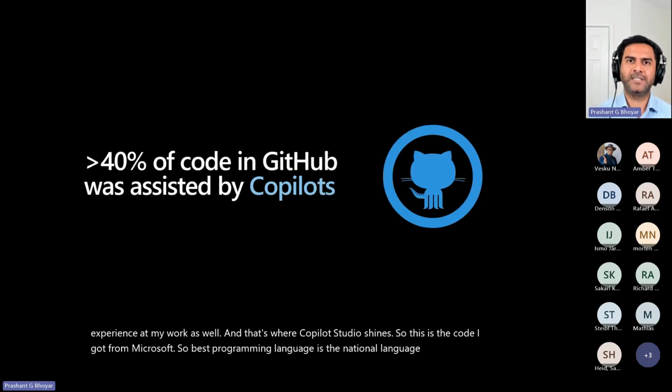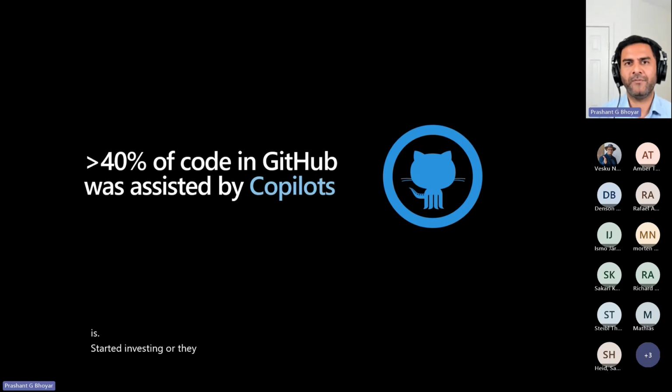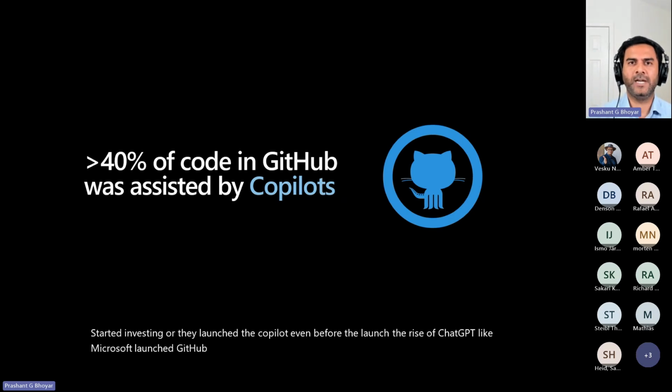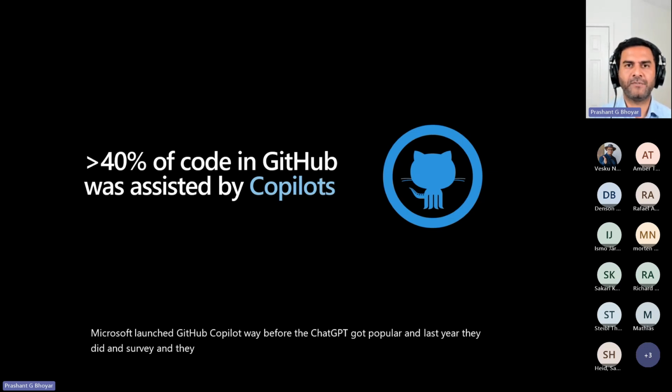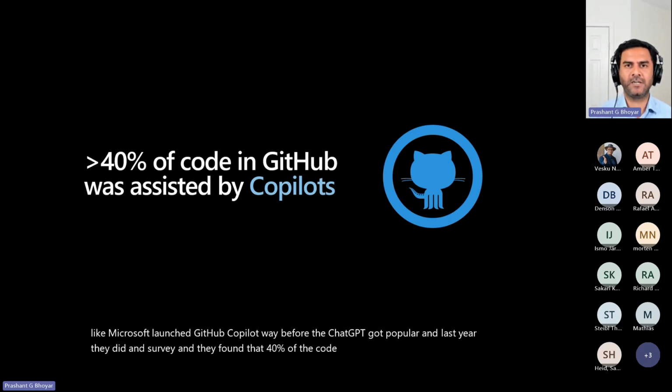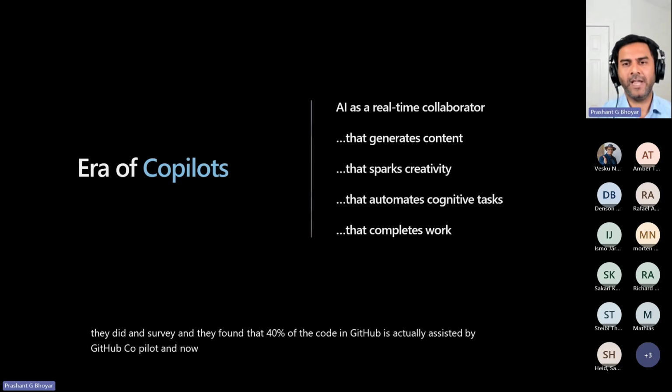Microsoft started investing in, and launched, Copilot even before the rise of ChatGPT. Microsoft launched GitHub Copilot way before ChatGPT got popular. Last year they did a survey, and they found that 40% of the code in GitHub is actually assisted by GitHub Copilot. And now Copilots are pretty much coming everywhere.